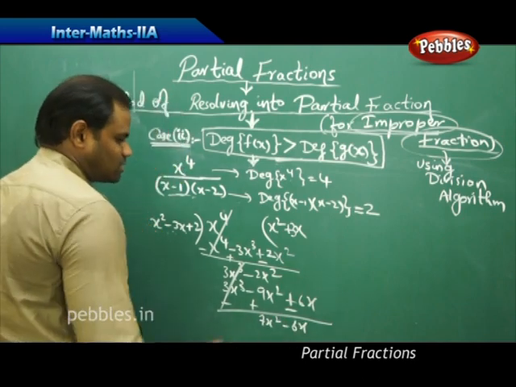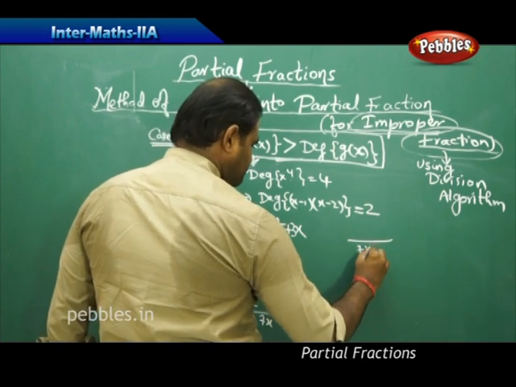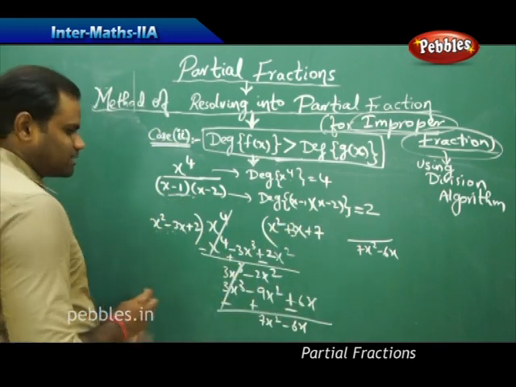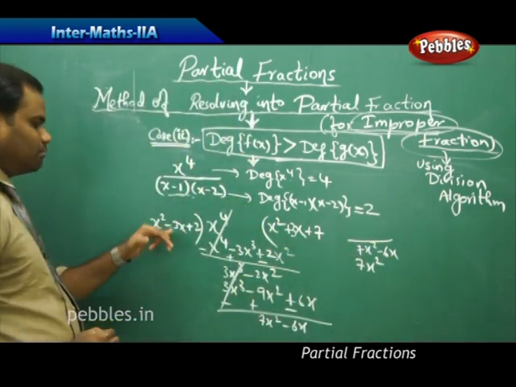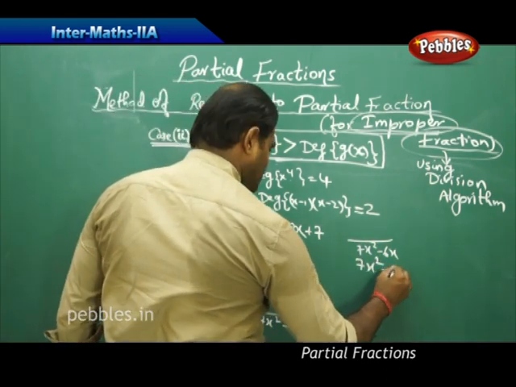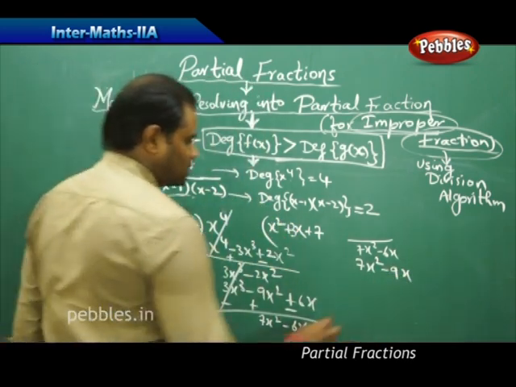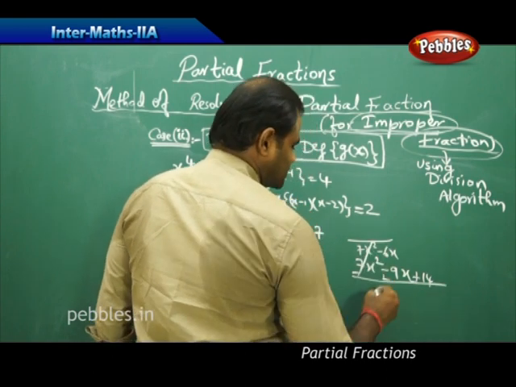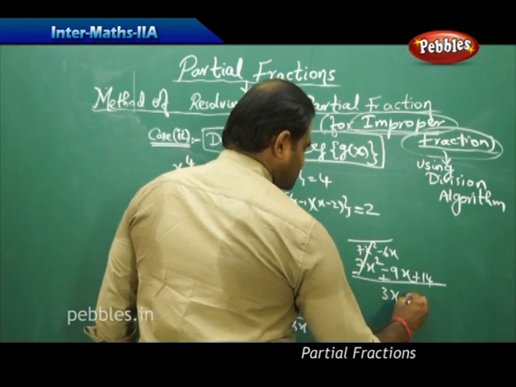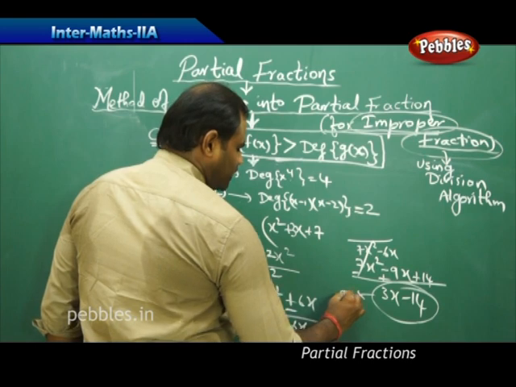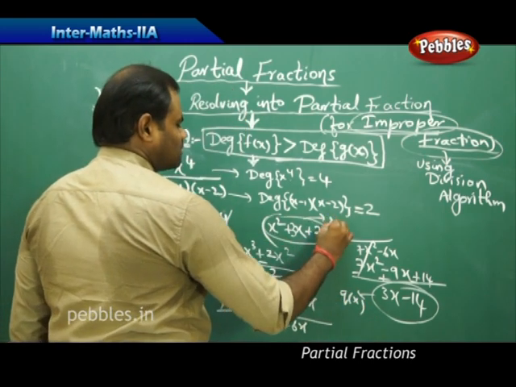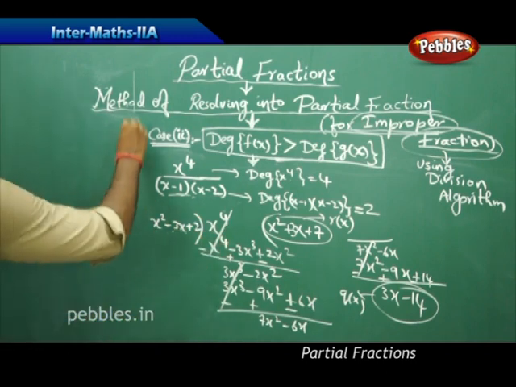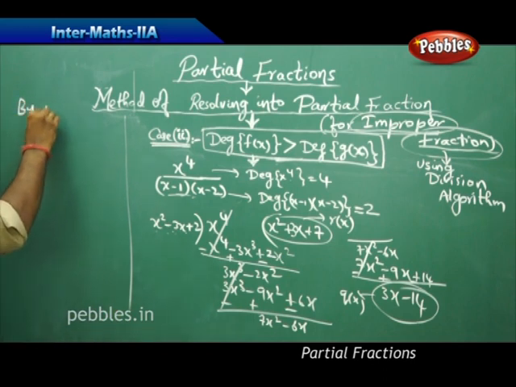minus 6x. Now this on further simplification needs plus 7, so that 7 times x squared is 7x squared, and minus 3x times 7 is minus 21x, and then plus 2 times 7 is 14, and then this gets cancelled, and 9 minus 6 is 3x minus 14. So this is q of x, and this is r of x, and of course f and g are also there. So I get this converted by the division algorithm.